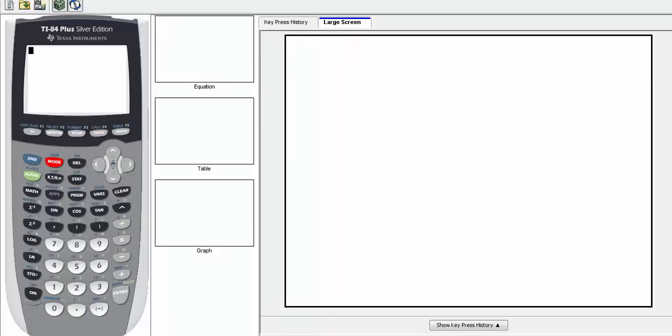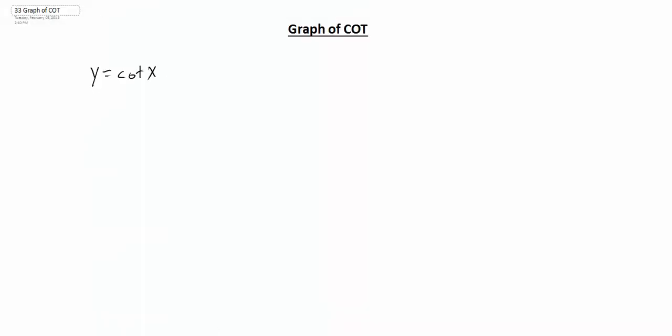Next we have the graph of the cotangent function. So if we're going to look at y equals the cotangent of x, this will be very similar to the tangent function. If we go to our calculator, once again realize we do not have a cotangent key, so that means we're going to have to type in y equals 1 over the tangent of x. This is using your reciprocal identity, so 1 over tangent is equal to the cotangent.